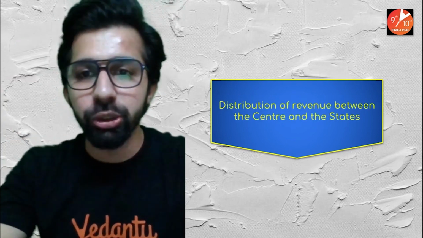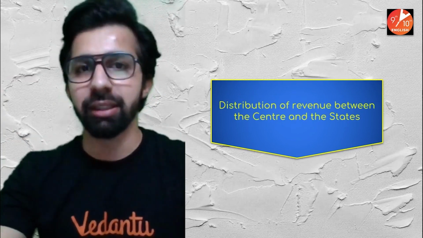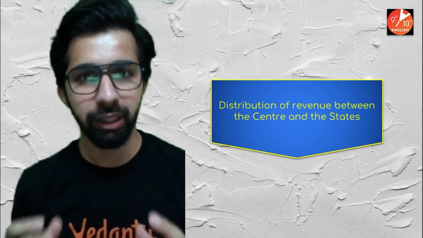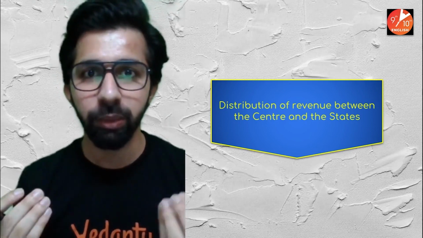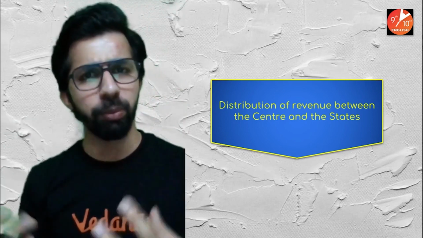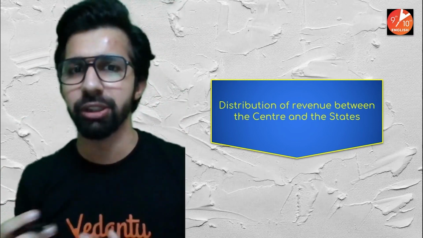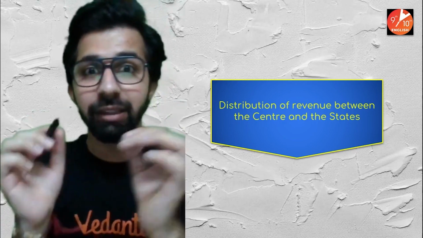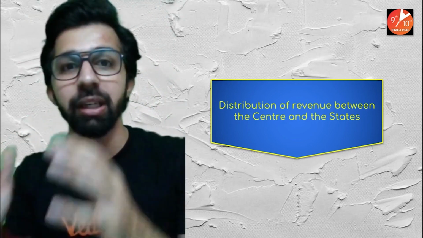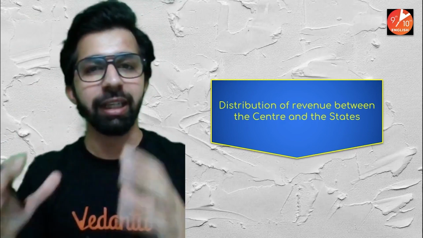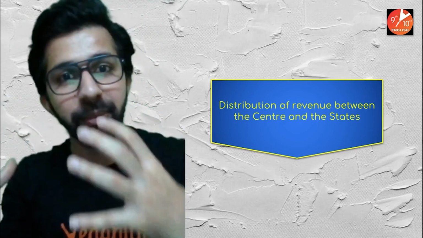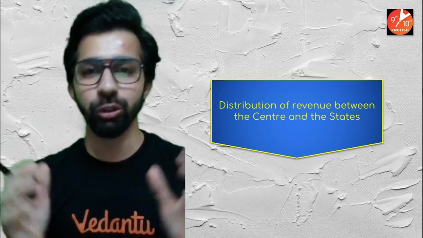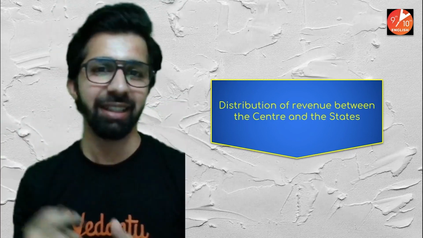Next, distribution of revenue between the center and the state. Guys, to administer a country or to function a country, we need money. Without money, the proper functioning of the state is not possible. So the sources of revenue of the central government and the sources of revenue for the state government are already decided, so that they can properly function and properly administer their own region, be it the central government or the state government.